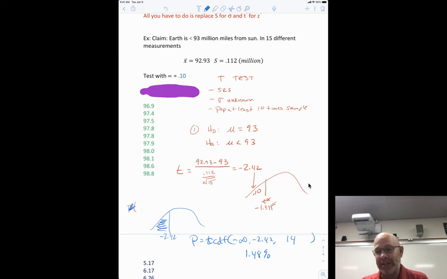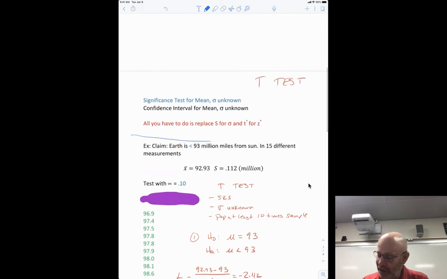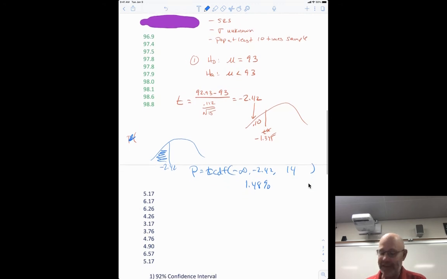Same exact process, like I set up here. All you got to do right here is replace your population standard deviation with your sample standard deviation, and a z star with a t star, and then call it t instead of calling it z. It works the same in a confidence interval.